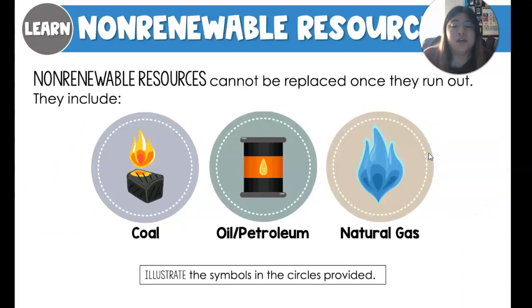All right, non-renewable resources cannot be replaced once they run out. So that includes coal, oil, petroleum, natural gas. So those are non-renewable resources. So once we run out, we're not going to have any more, which won't happen for a very, very, very long time.